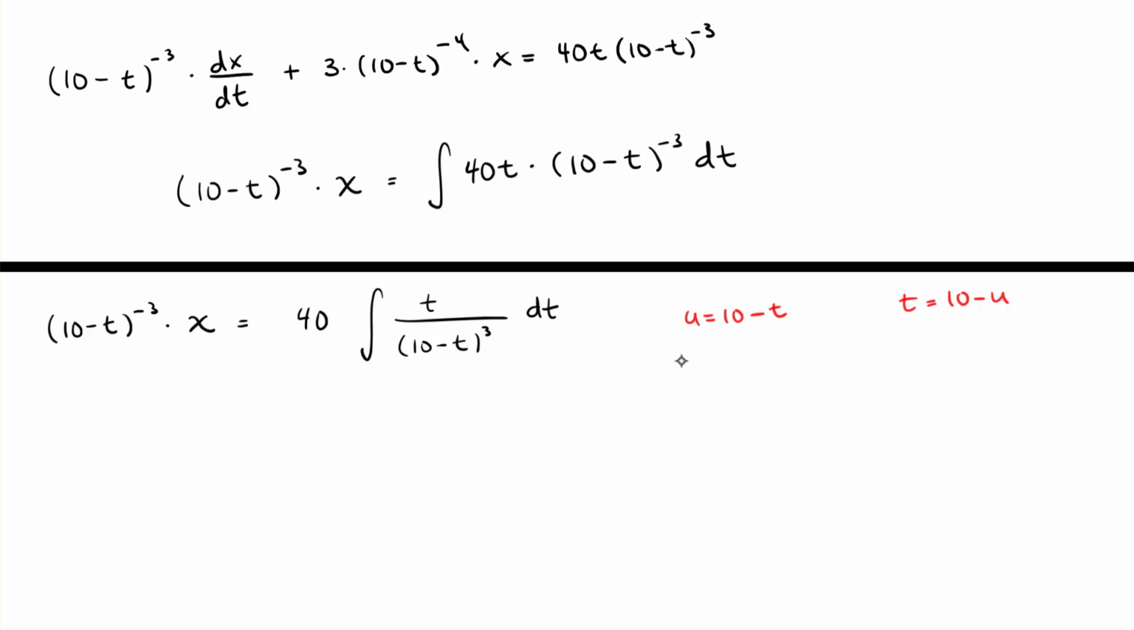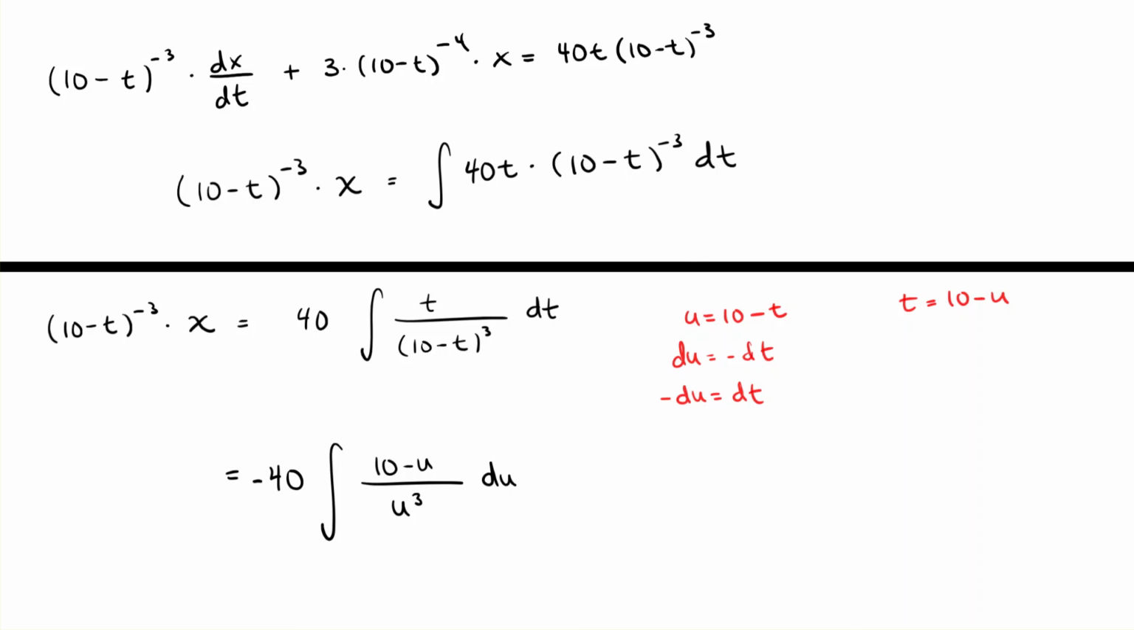Now in order to do this, we need to find our du. Our du is negative dt. We have our positive dt, so we're looking at negative du as our dt. Substitute this into our integral, and we get negative 40. I'm distributing the negative here to the constant multiple, of 10 minus u over u cubed du.